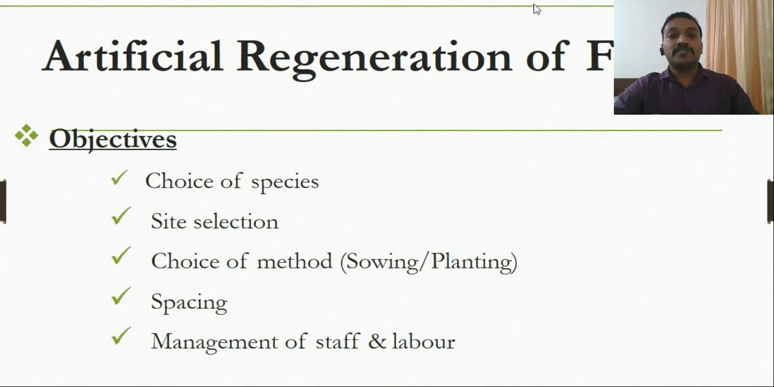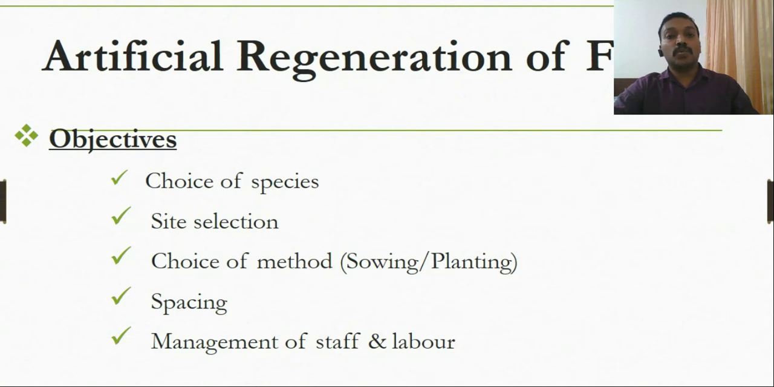There are various objectives decided beforehand in the artificial regeneration process, and it is also determined by various important factors. The choice of species is very important because it is not a simple task to introduce any plant to any area. So the choice of species which suits the locality is crucial in determining the success of artificial regeneration. And site selection, the ecological and physiological factors which are the main source for the outcome of any vegetation formation, because all these are available in the particular site. So site selection is very important in determining the success of any artificial regeneration.